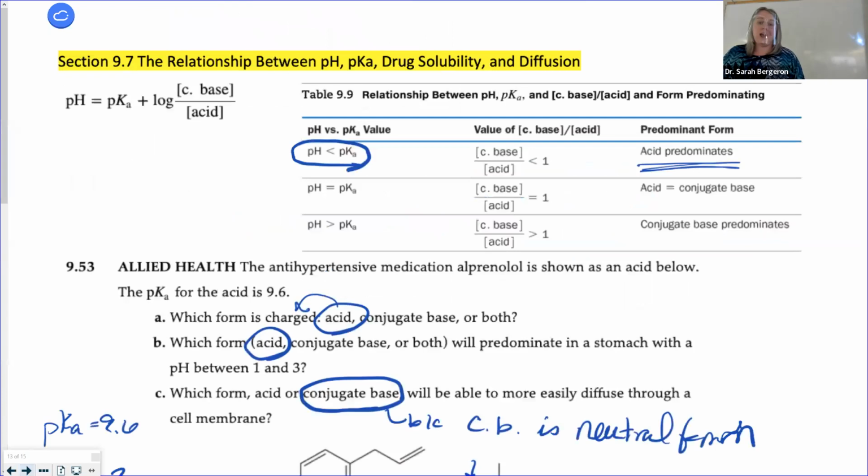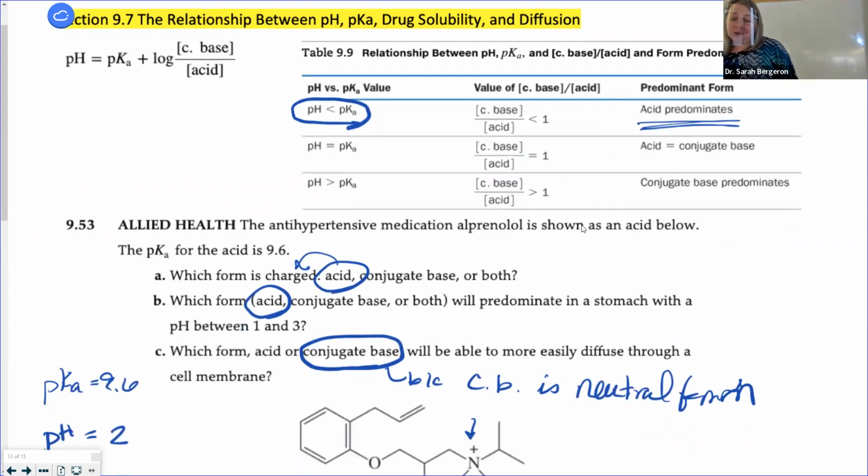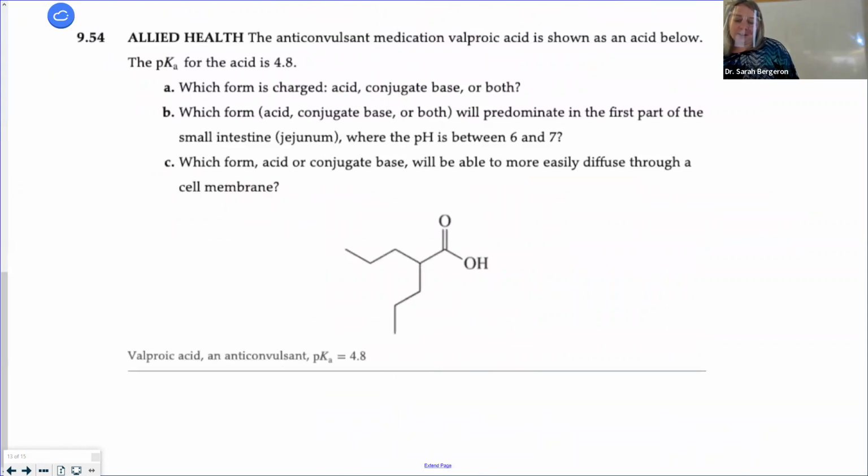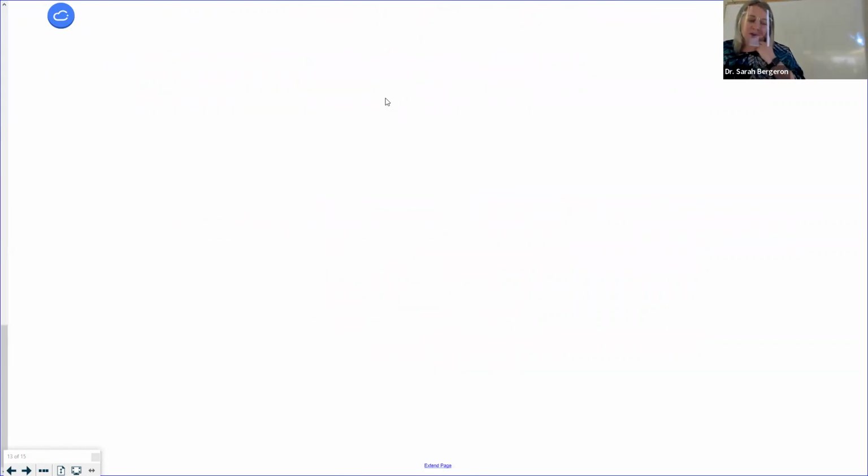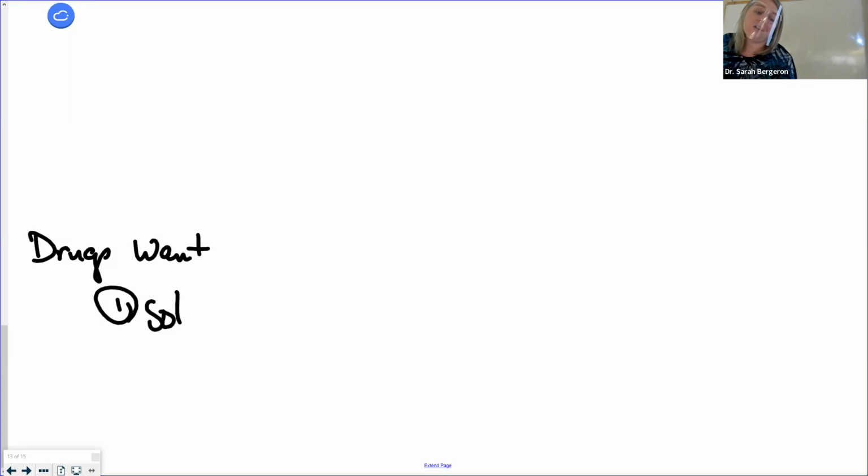Okay, so now we can talk about acids and bases and drugs and how it works in the body. So before we talk about this, I want to say a few words, and I'm going to come down here because I want to mess up what we're doing. So medications that we take, drugs that we take. A lot of times we want drugs to have particular characteristics, right? I want a drug that's going to be soluble, right? So we want it to be soluble.